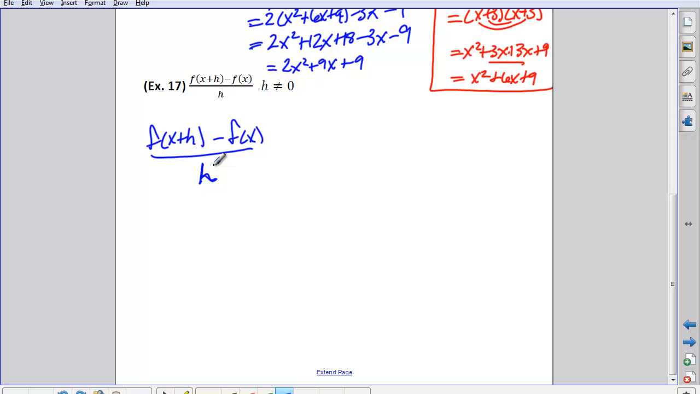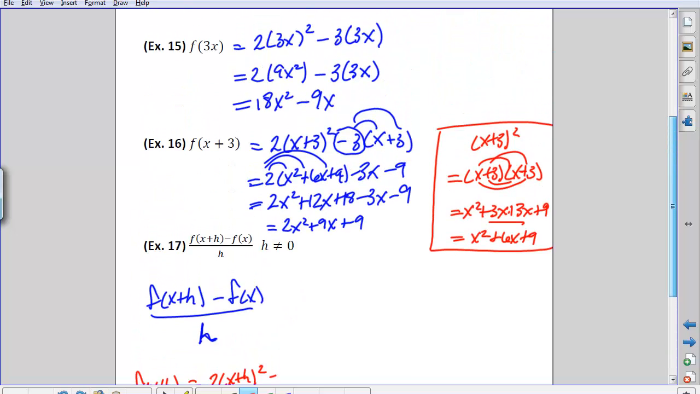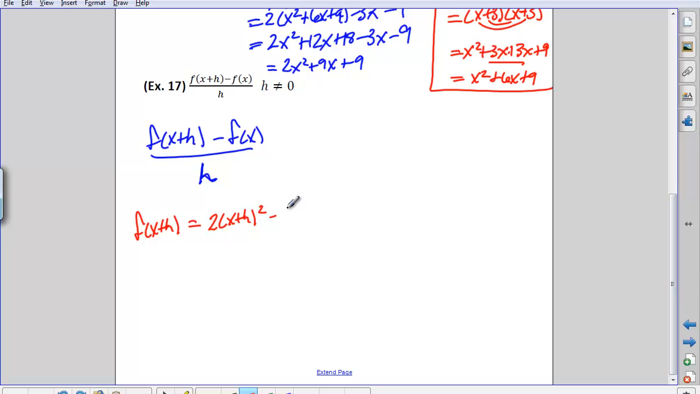So what's that going to look like? Well, probably the best way to handle this is first let's just look at f of x plus h. Just kind of take this in pieces. 2 times x plus h squared. Let's see, it's plus, let me get this, no, it's minus 3 times x plus h.